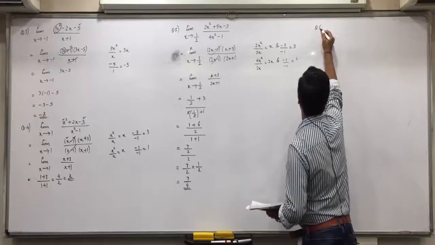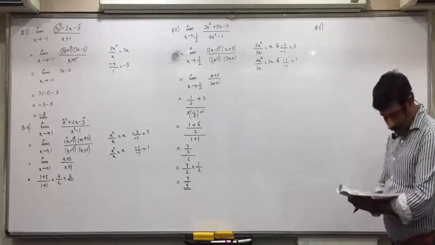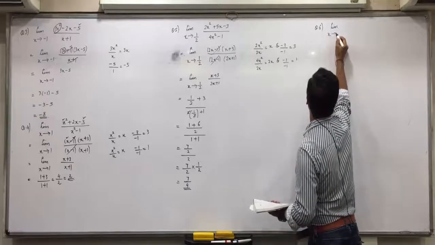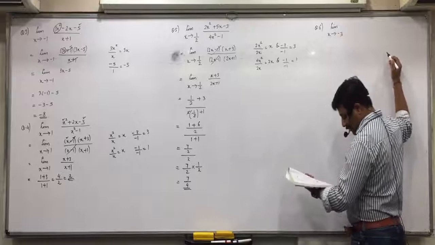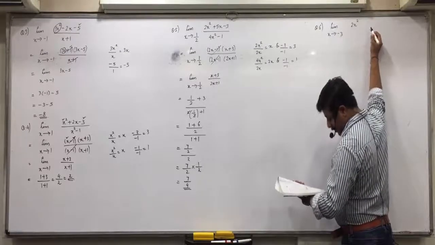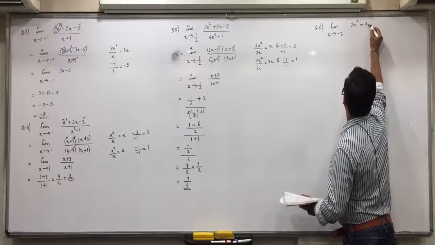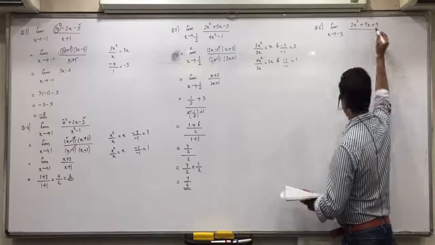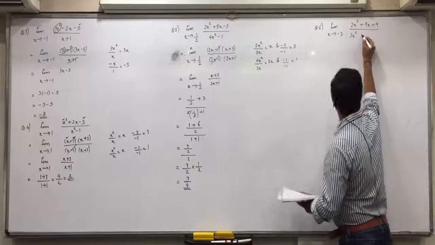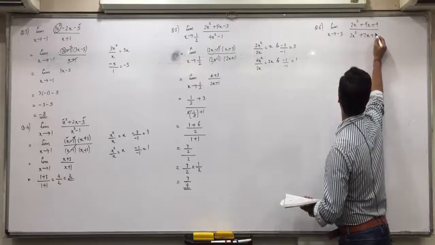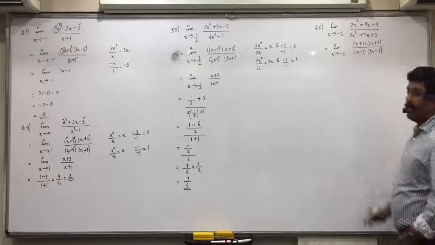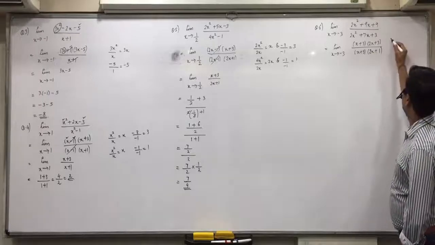Question 6. Limit x tends to minus 3, 2x square plus 9x plus 9 divided by 2x square plus 7x plus 3. Did everyone understand this? I repeat it.